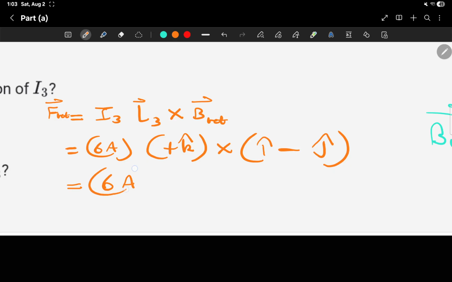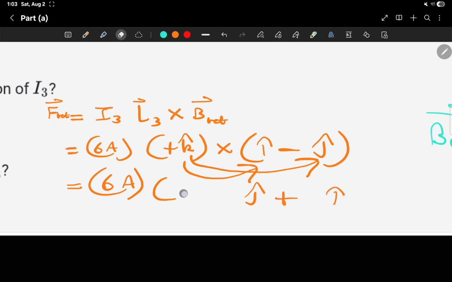So what I will get is k cross I. If I do k cross I get positive j. So I'll be getting a positive j hat. And then k cross minus j, which is going to be positive I hat. So positive I hat and positive j hat. That's what I'll get as an answer.